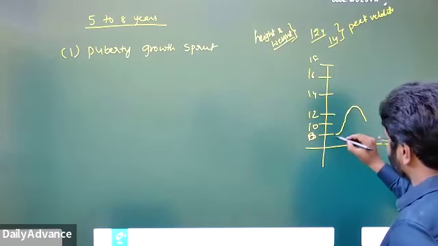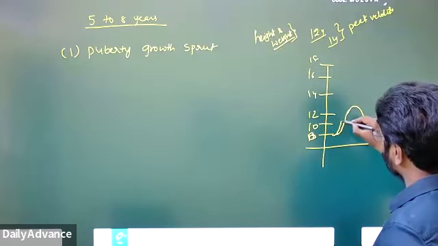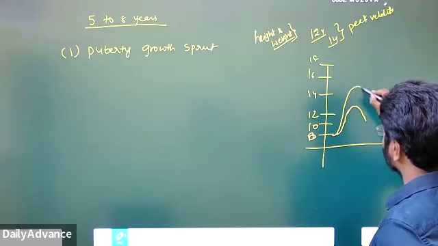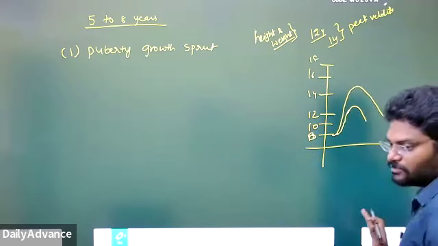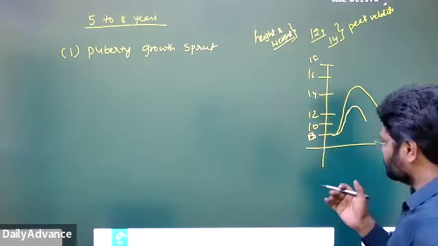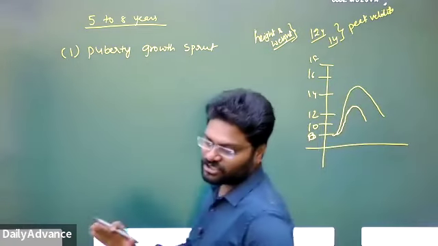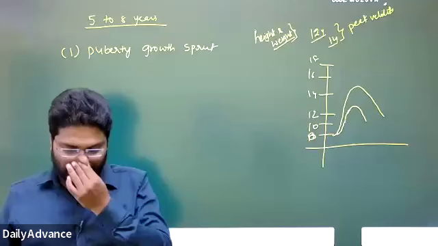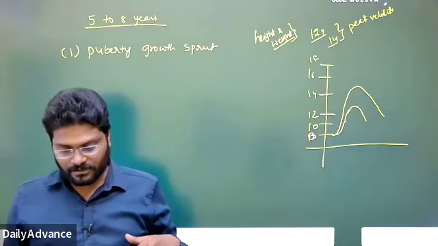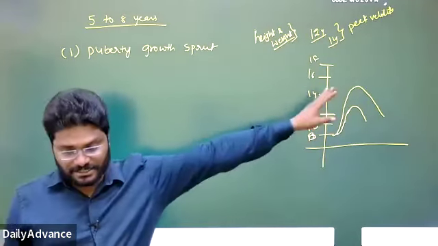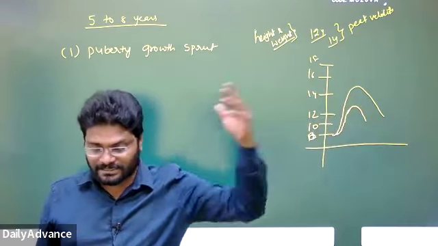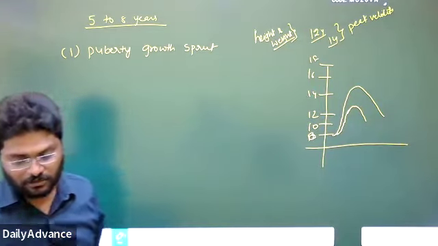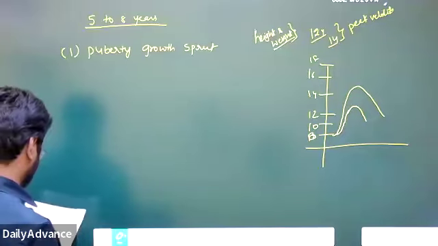But if you take the boys, they too start at 8 years, but the peak is reached at 14 years. After that, it goes down. So from 8 years onwards, females start the puberty stage. By 12 years, they reach the peak velocity in height. For the boys, they reach peak velocity in total height at 14 years. So this is how the puberty growth spurt is identified.